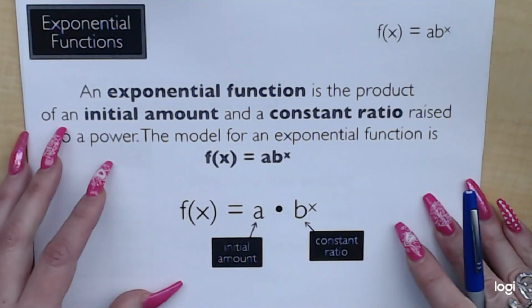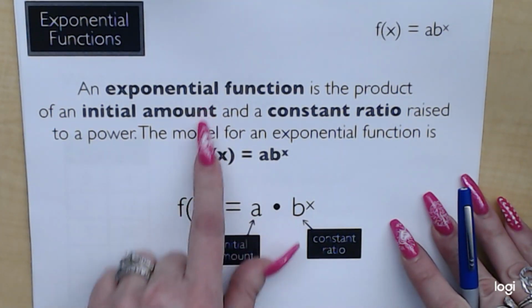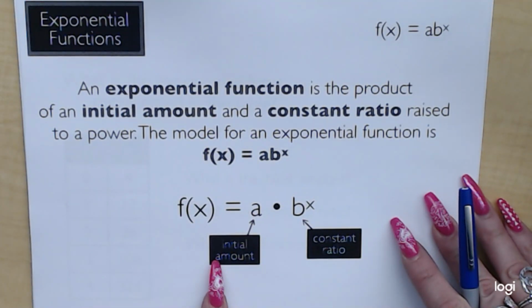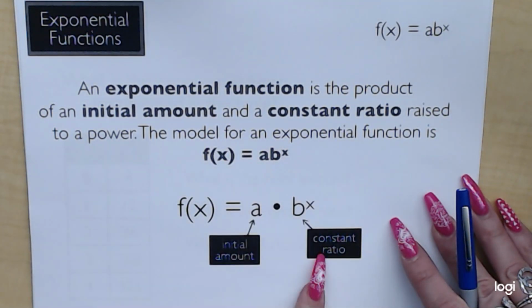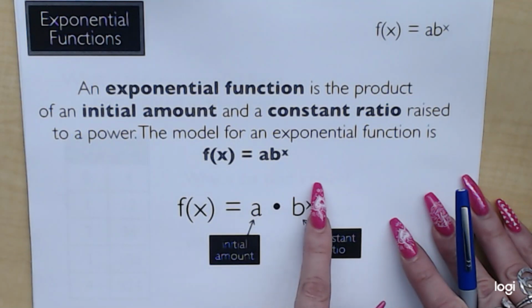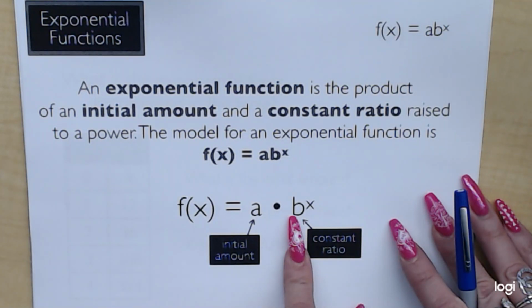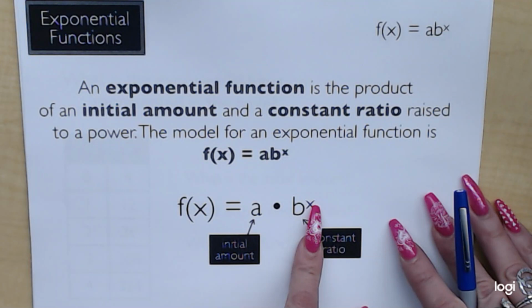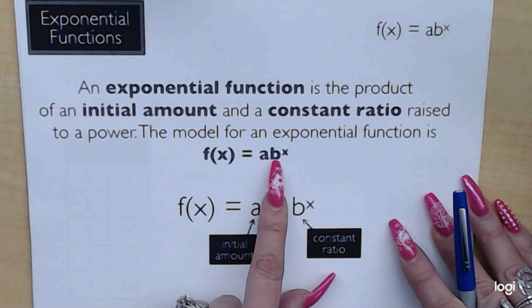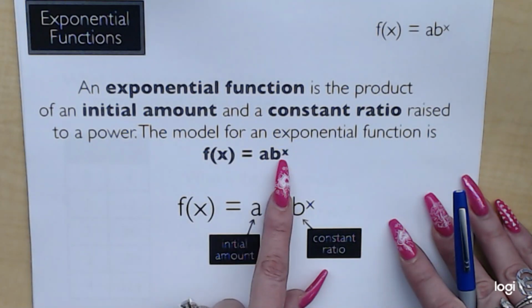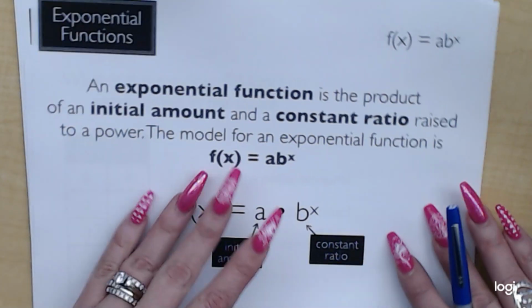So we're looking at an exponential function. It's the product of an initial amount, which is a, the initial amount, and the constant ratio. Remember, this was how the table values were changing in the y, by multiplication, okay? The constant ratio, and then that is raised to a power. So for example, it's a b to the x. Remember, a does not have the exponent other than 1. b is the one with the exponent of x.